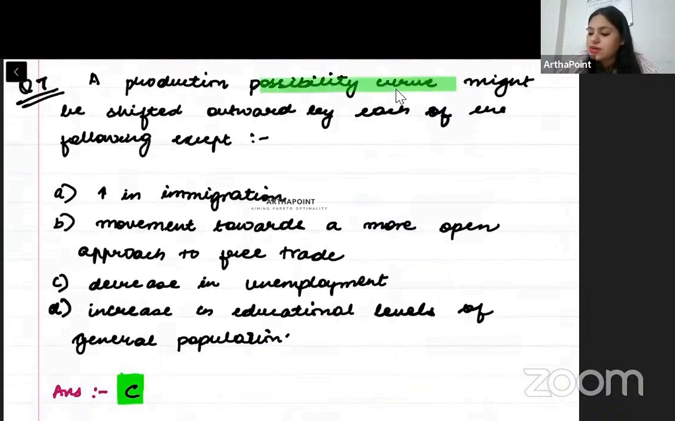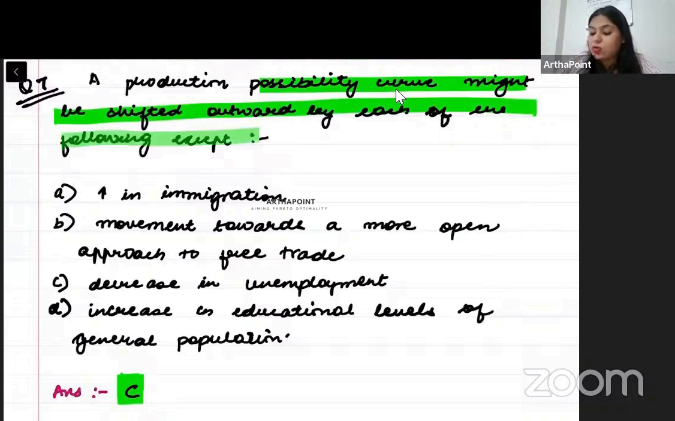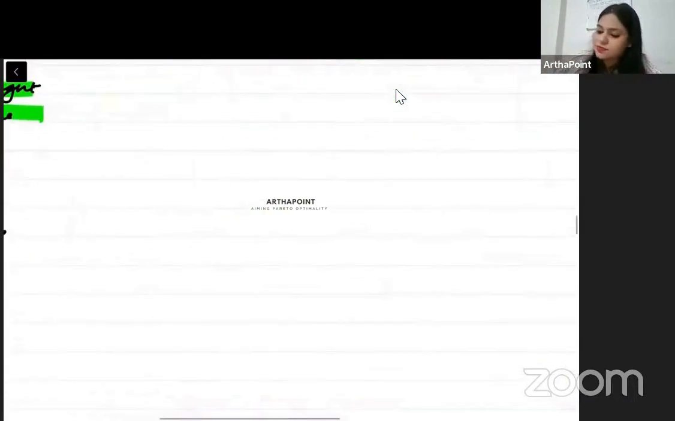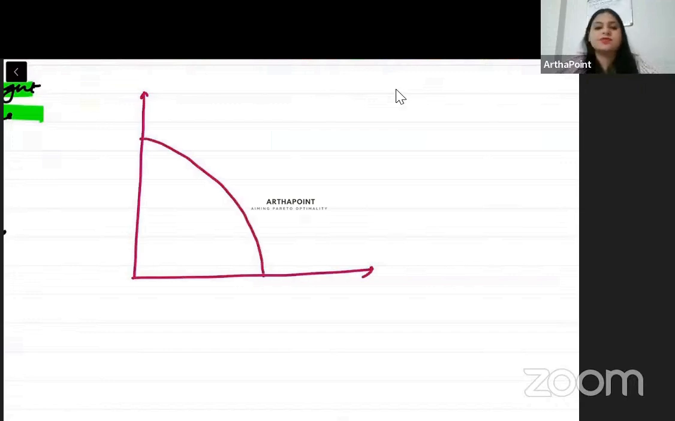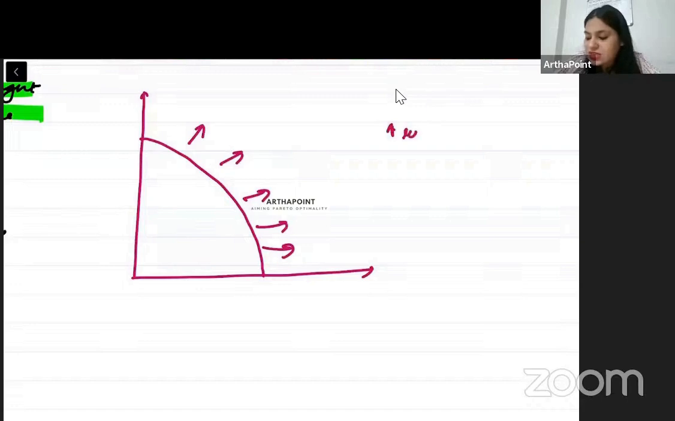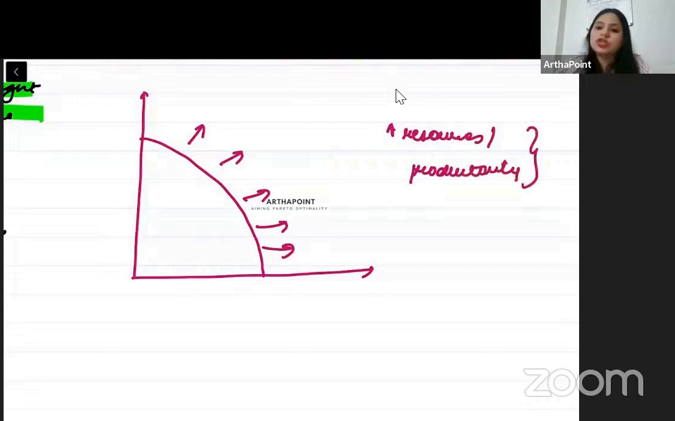A production possibility curve might be shifted outward by each of the following except. This kind of question comes a lot in the exam. They try to make it very tricky, okay? So just think about this. This is my production possibility frontier. This can shift outwards if there is an increase in my resources or productivity. Then it will shift outwards.